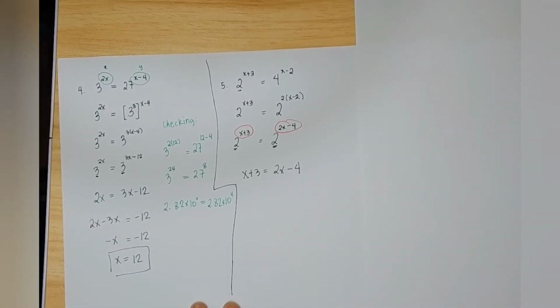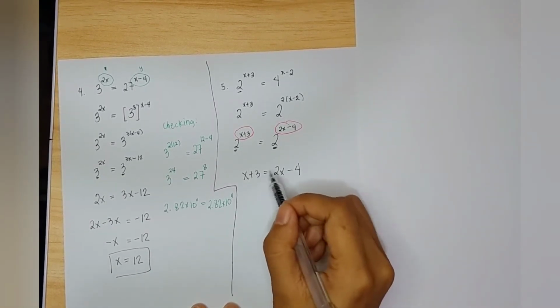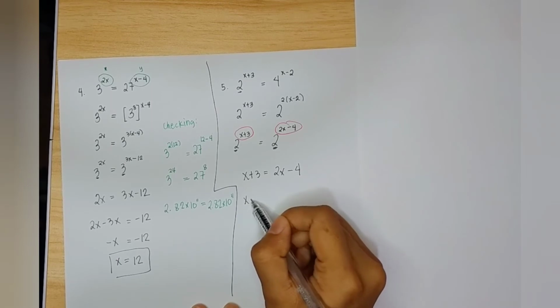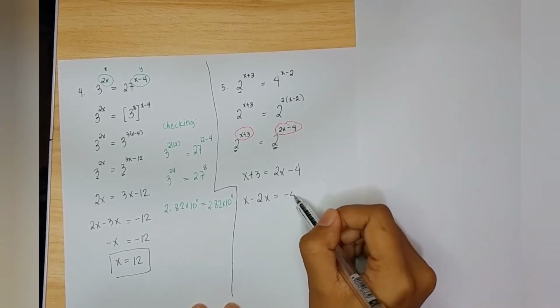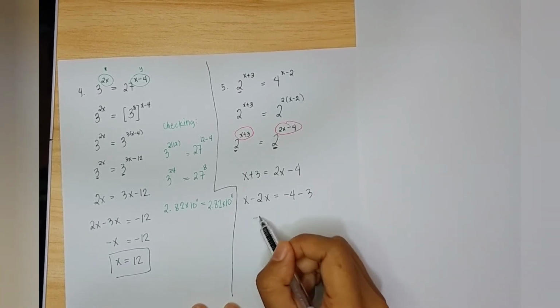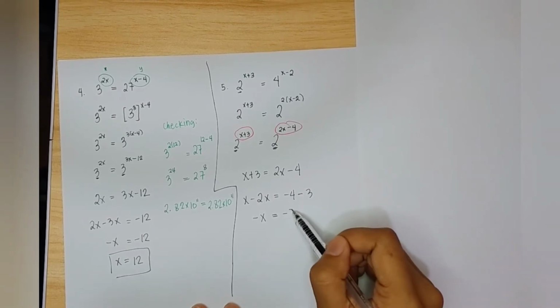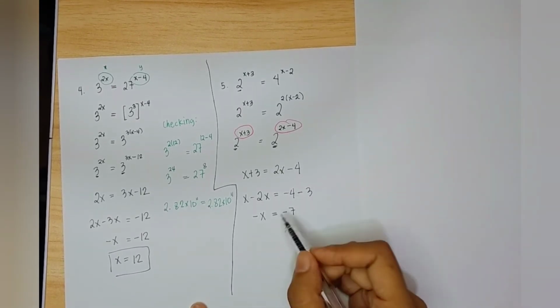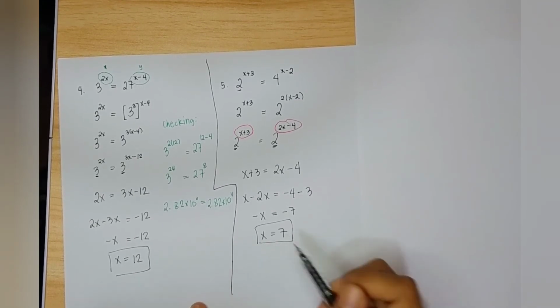Then, again, we will do the same. Combine like terms. So, lahat ng x dito, lahat ng constant sa kabila. X minus 2x is equal to negative 4 minus 3. So, x minus 2x, that is negative x, is equal to negative 7. So, negative divided by negative, that is x is equal to 7. So, yan yung sagot natin.